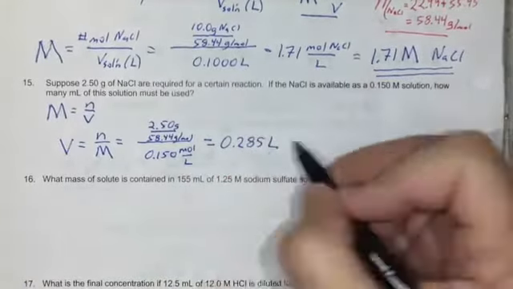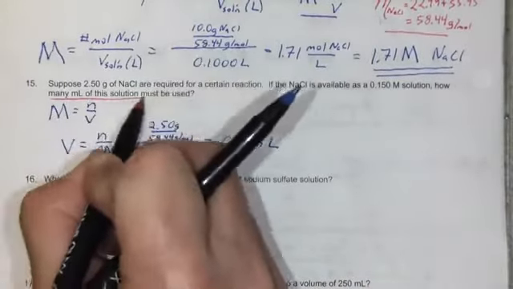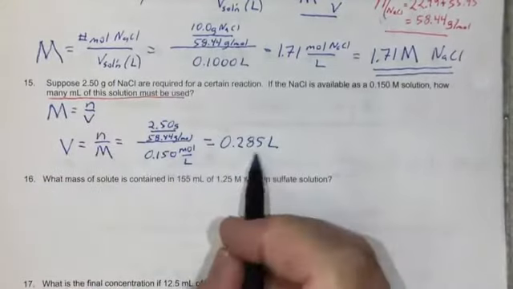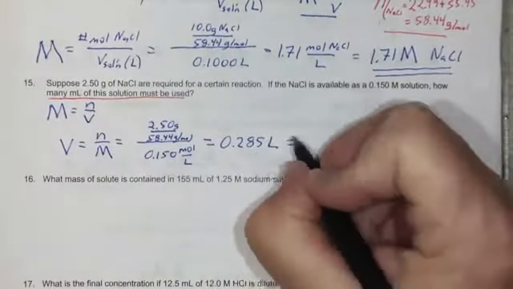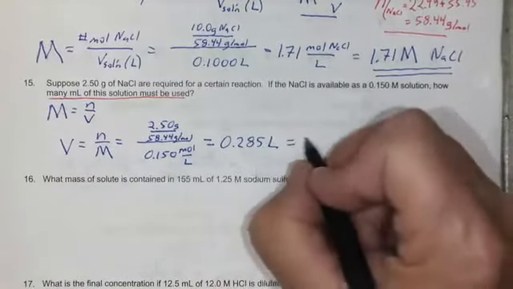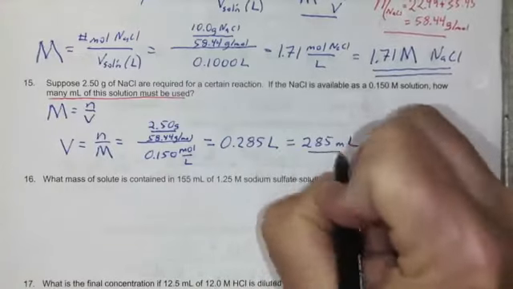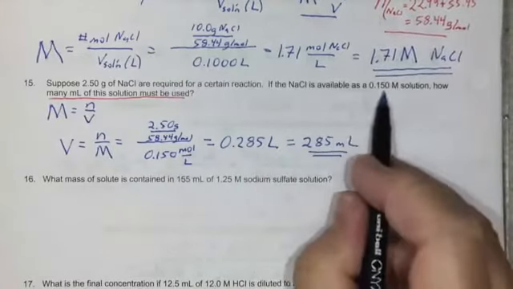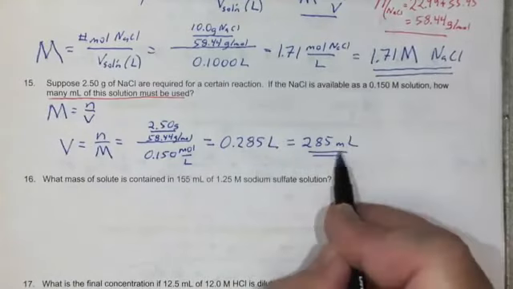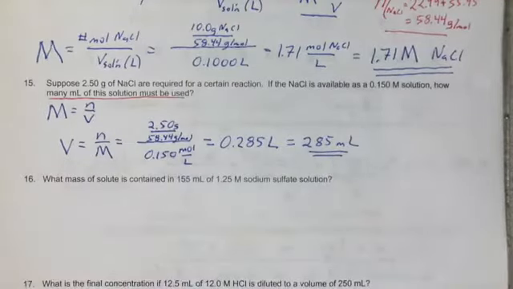liters of solution. Now notice how the question is worded. This says how many milliliters must be used. So how many milliliters would that be? So to go from liters to milliliters, I'm going to move the decimal places back 3 places. This is going to be 285 milliliters of solution. So here's the point. If this is the concentration, 0.150 moles per liter, if I have 285 milliliters, that is equivalent to, or that contains 2.5 grams of sodium chloride.